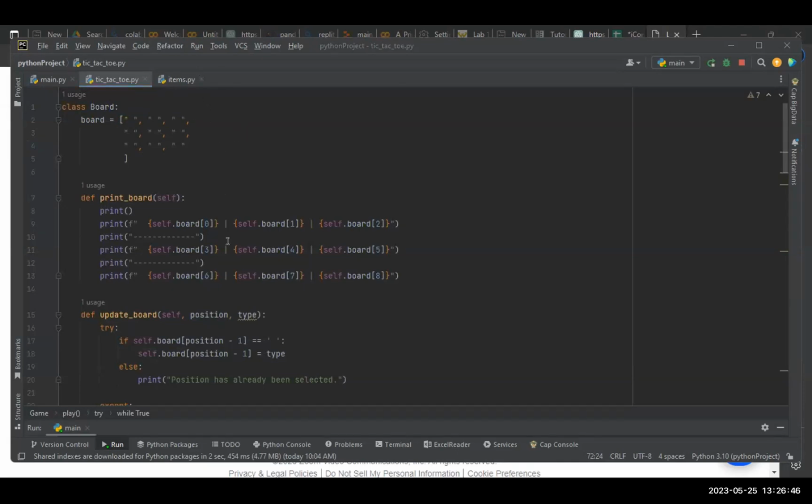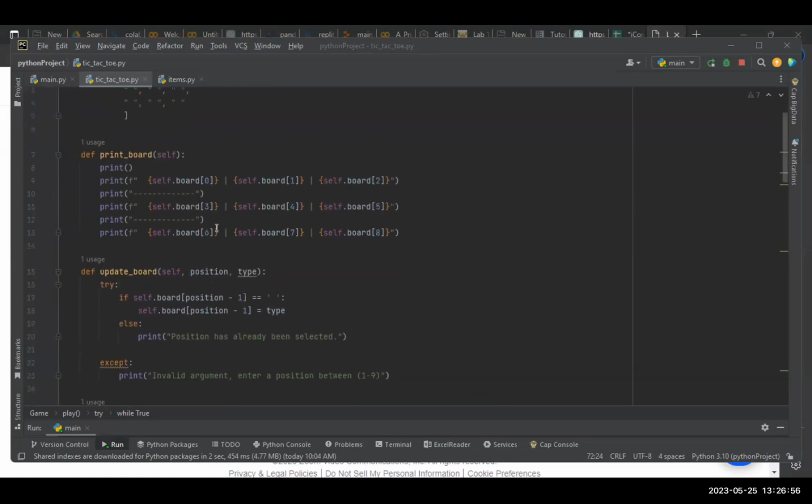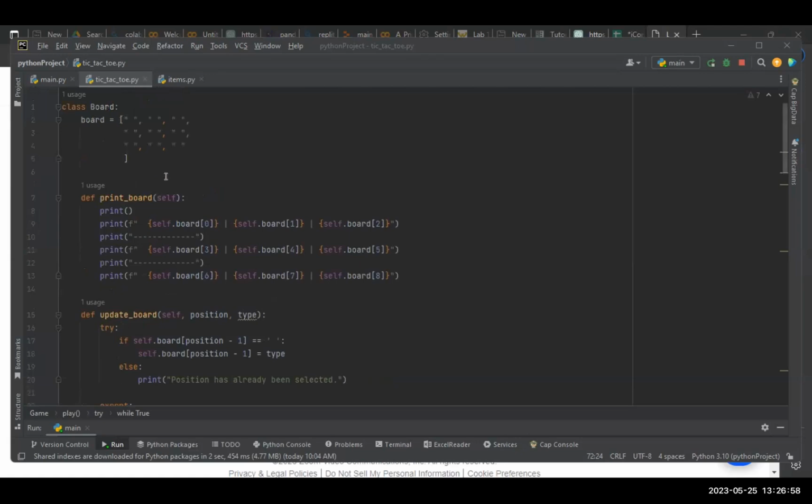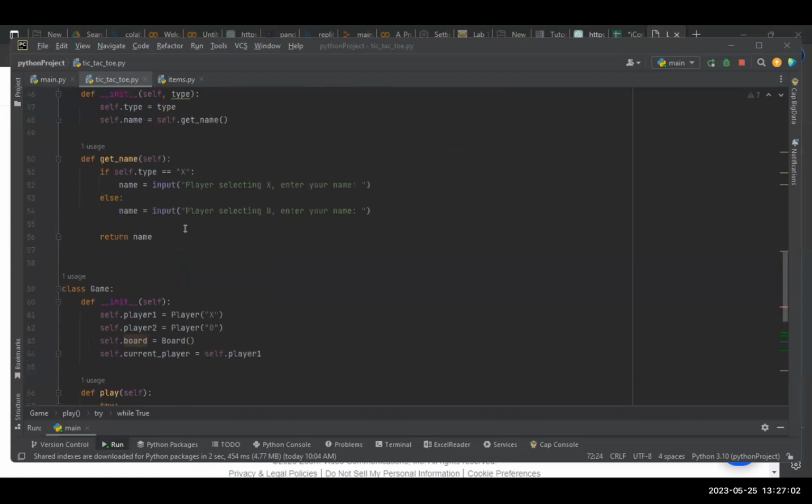Okay, so basically, this is a tic-tac-toe game using classes in Python. To make this game, I used about three classes: one for the board, one for the player, and one for the game.